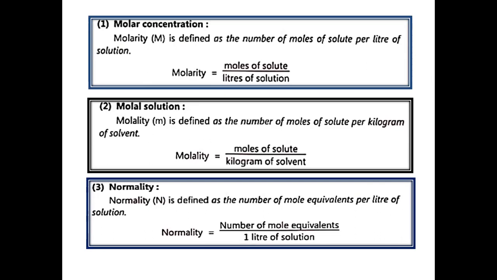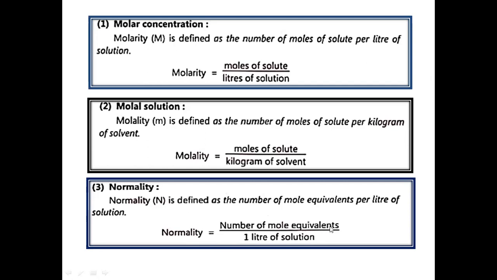Similarly, another type of solution can be considered, a normal solution, indicated by capital N. Normality is defined as the number of mole equivalents per liter of solution, or in other words, we can also define normality as the equivalent weight of solute dissolved in 1 liter of solution. That corresponds to a 1 normal solution.